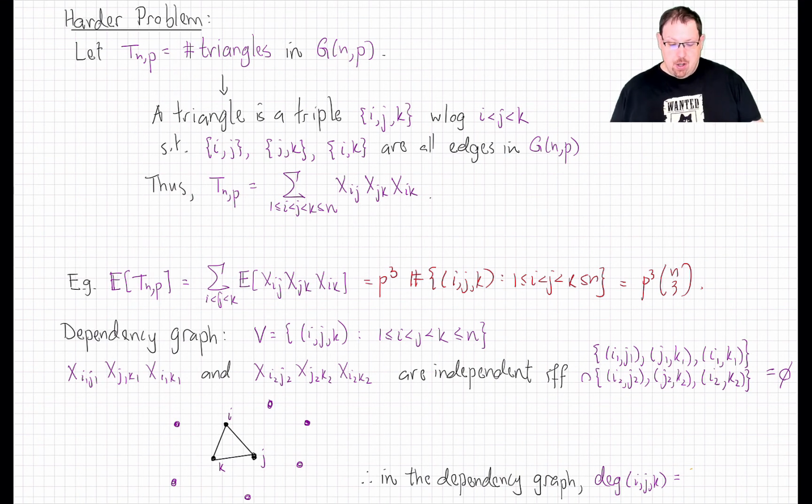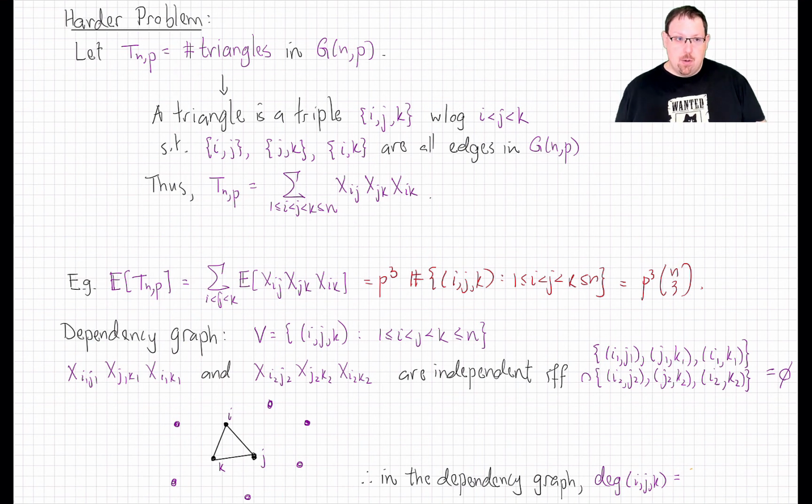Now, to be clear, we started with a random graph G(n,p), but let's ignore that graph for the moment. Instead, we're just looking at the collection of random variables and looking at its dependency graph, which is not a random graph, it is a deterministic graph. The vertices are just the indices, triangles in other words, triples i, j, k with i less than j less than k.